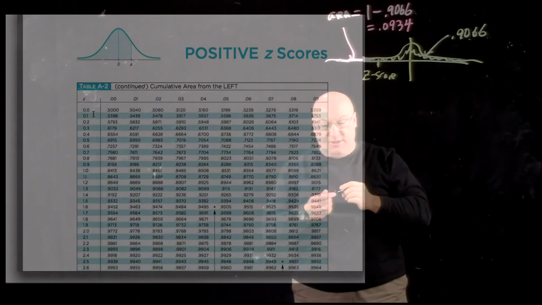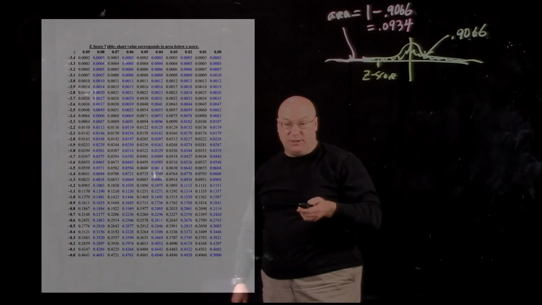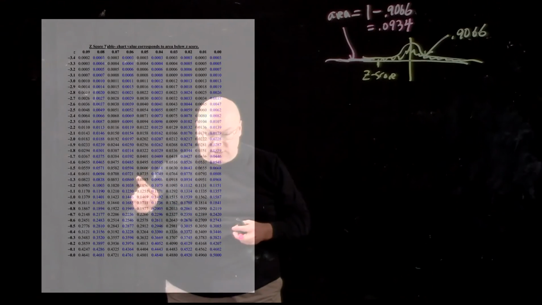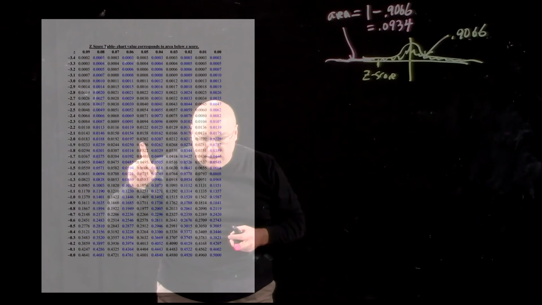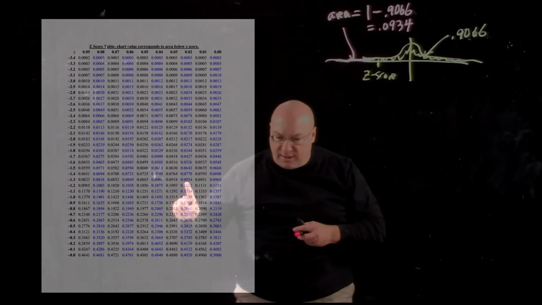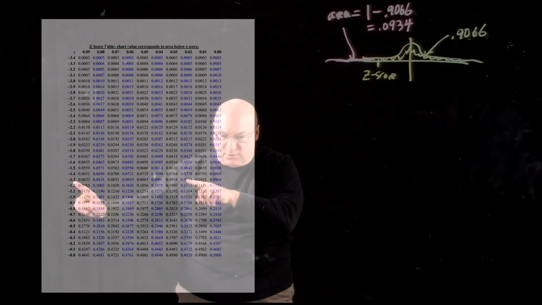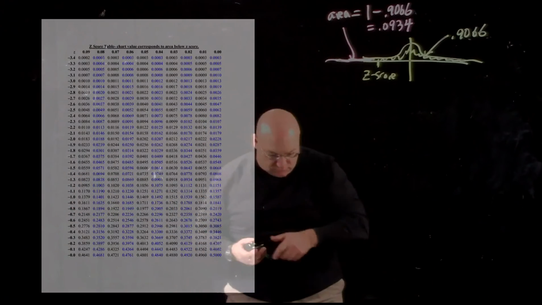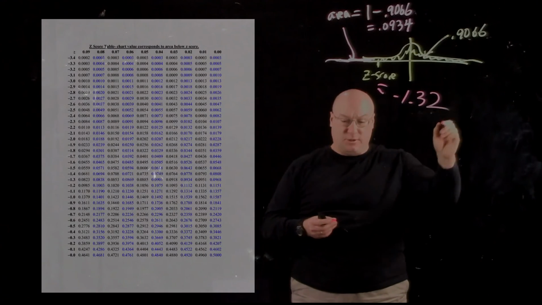0.0934, correct? That's what I need to look up in my chart because my chart has areas to the left, and I guess I have to go to the negative z-scores. Can I find, digging in here, a 0.0934? It's hard for me to read, 0.0934. There it is. It's a little bit hard to see. So I'm at here, and I go over to negative 1.3 and up to 0.02, so it's negative 1.32. So this is negative 1.32.